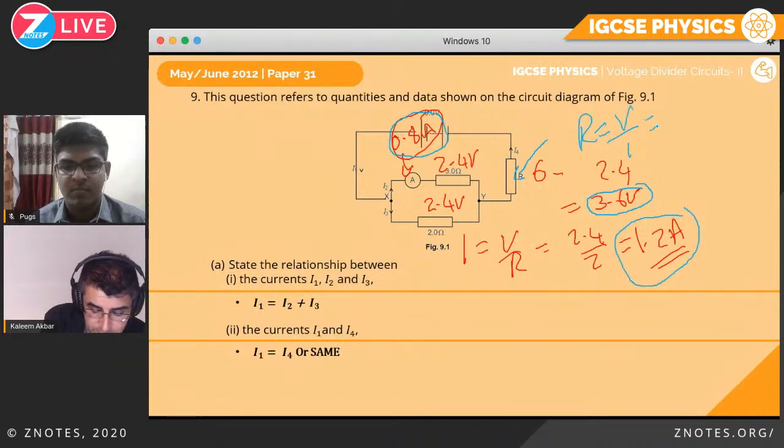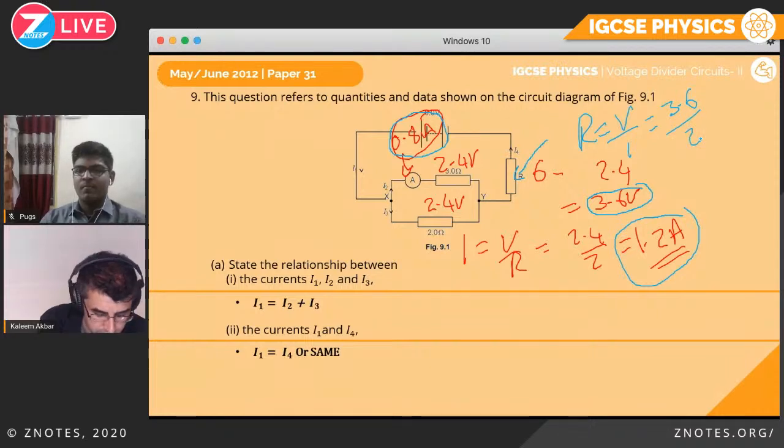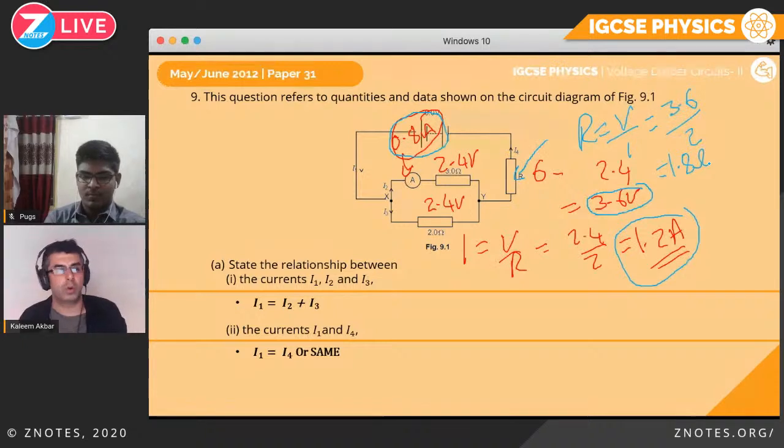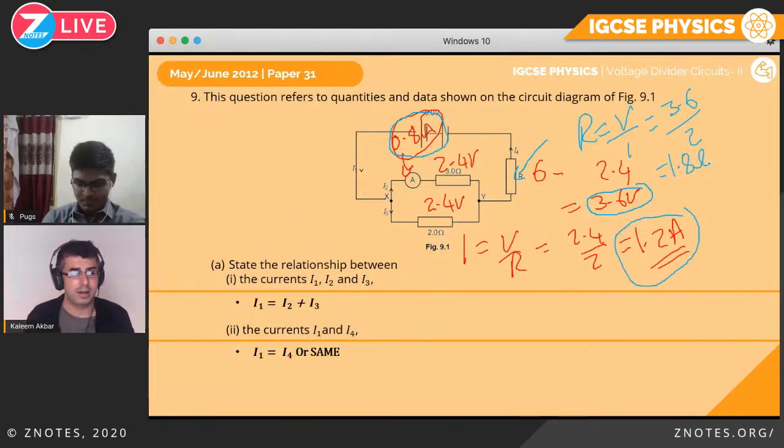Don't worry, we'll do this in the next page anyway. 3.6 over 2 will give me 1.8 ohms. So what am I doing here? I know the whole topic's about voltage dividers. Well, technically it's dividing voltage. R gets 3.6, the other two get 2.4. That's a division of voltage.